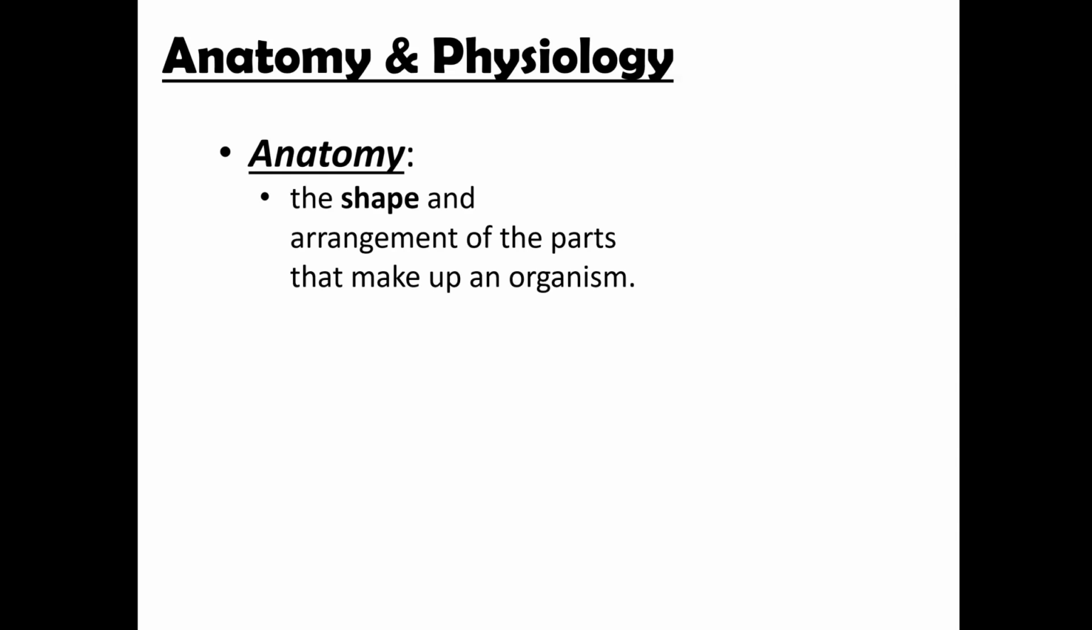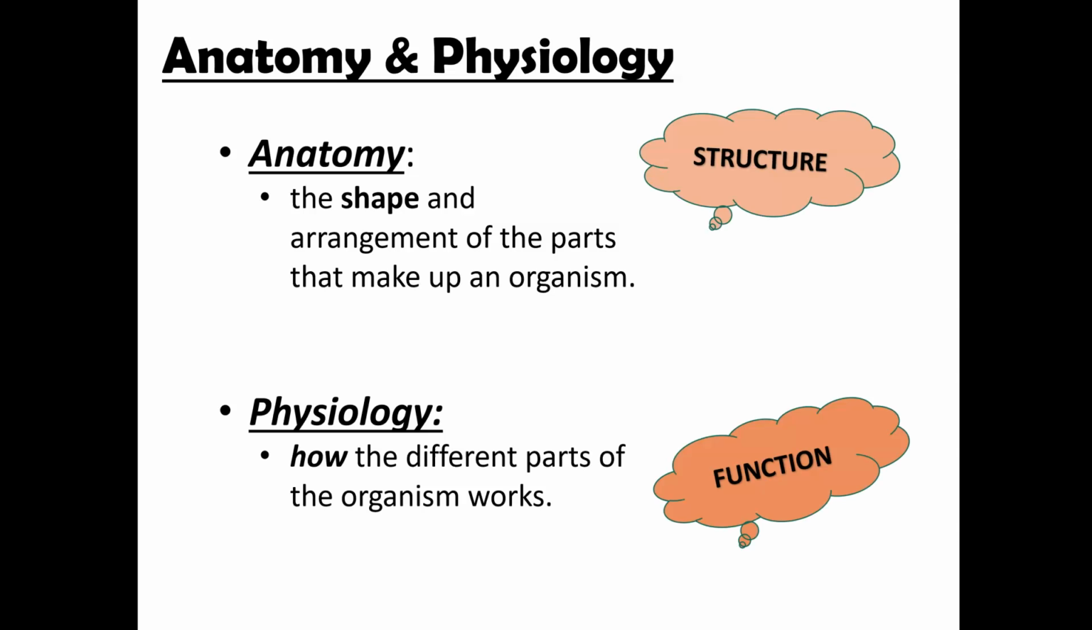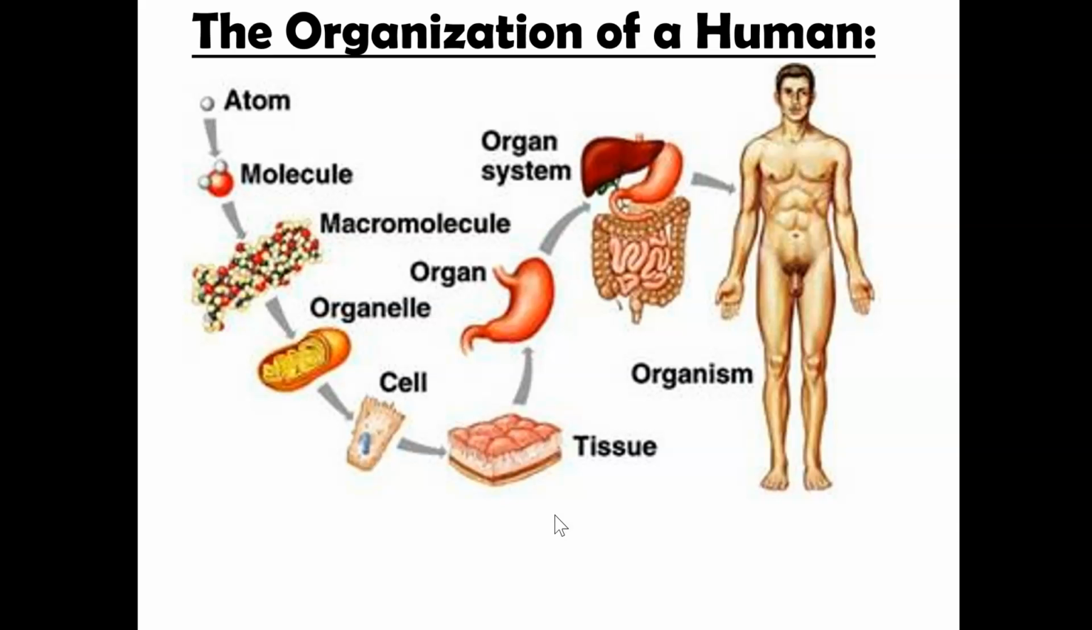So the term anatomy, basically it's the shape and arrangement of the parts that make up an organism. And physiology is basically how the different parts of that organism work. So anatomy is really related to the structure of an object or part of a system, and physiology is related to the function of that particular part of the system.